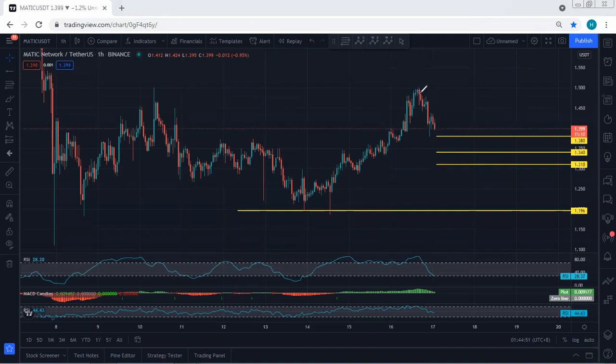Anyway, if we look at this one as a correction, as I explained, we can expect the price to drop to any of these levels before we get the next move up. In this case, we just follow the chart. If I see any update, I will share.